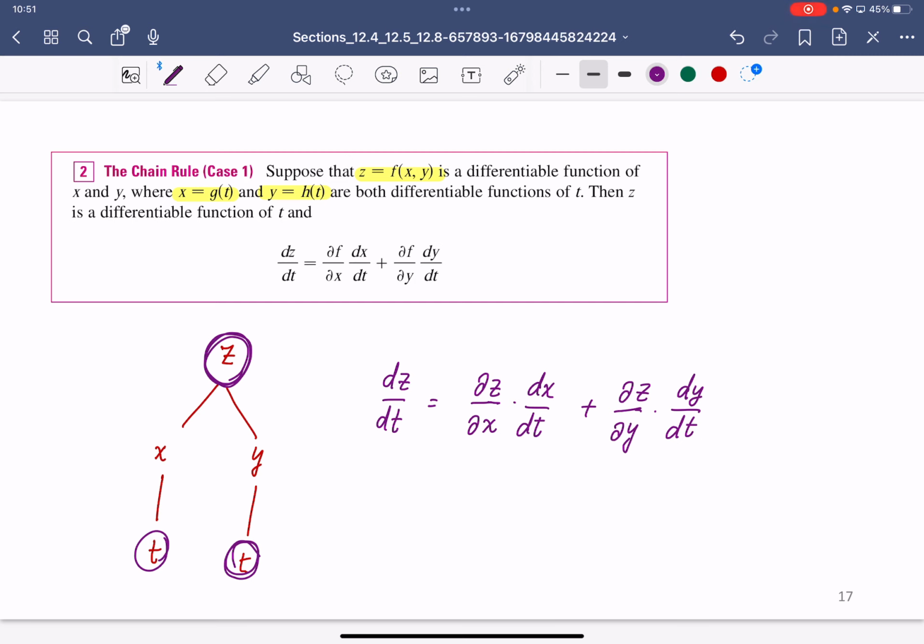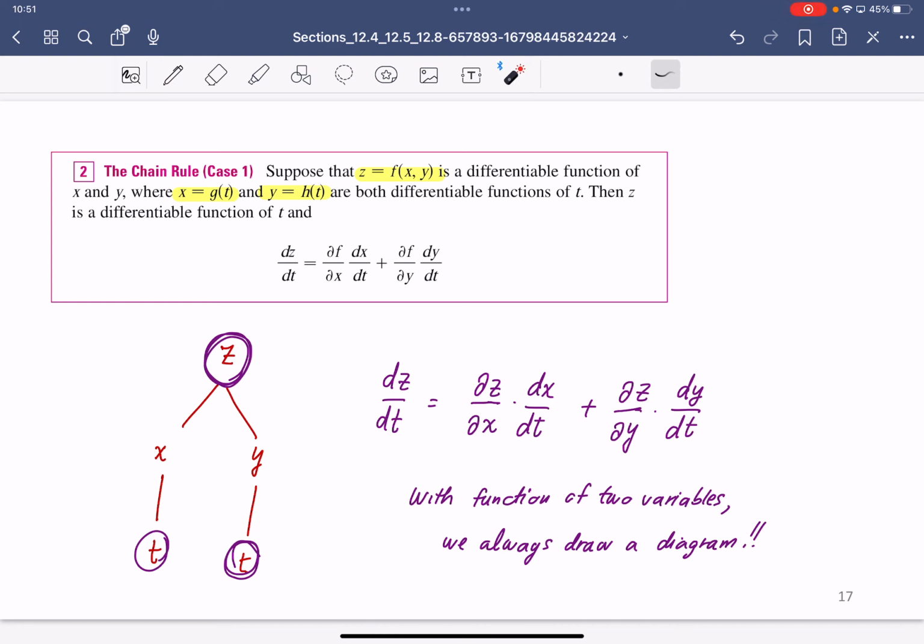Okay, so with a function of 2 variables, always draw a diagram. We always draw a diagram. So to make sure that it is correct, we're going to draw a diagram.